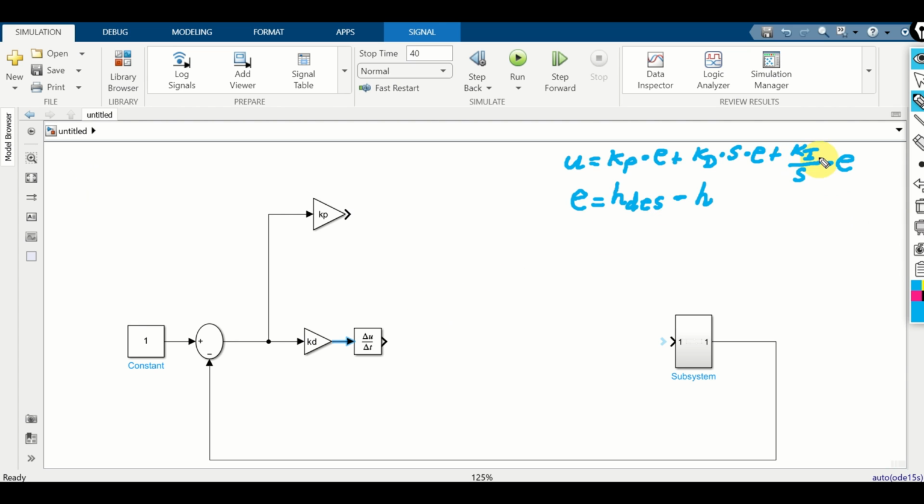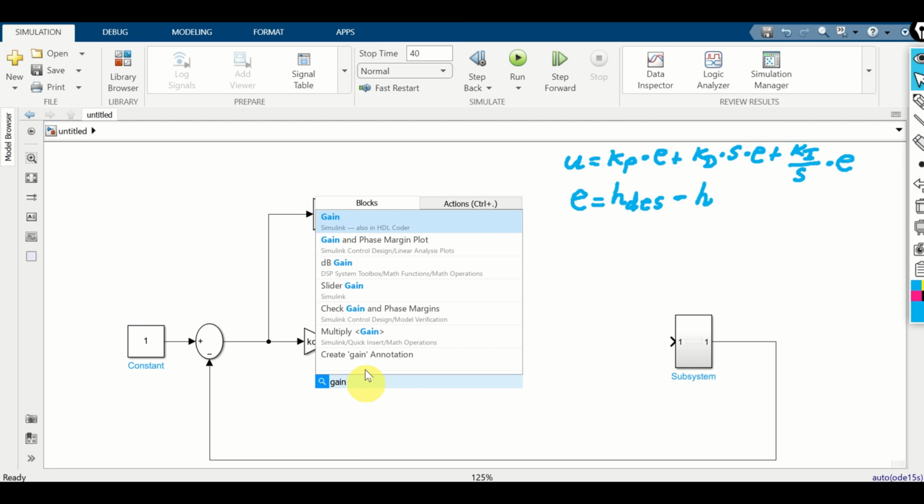Next, we need to model our integral term over here. Double click here and again search for gain.